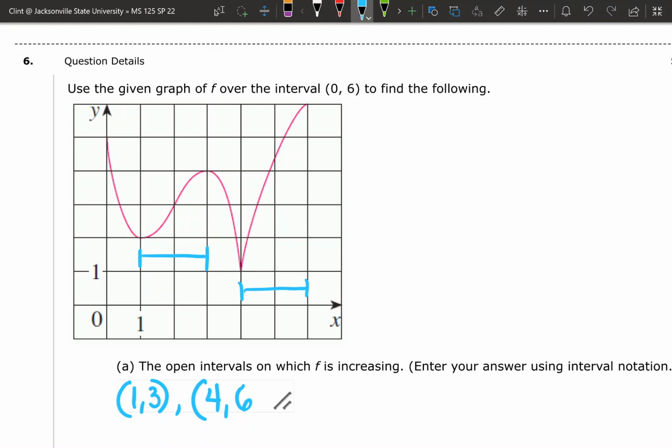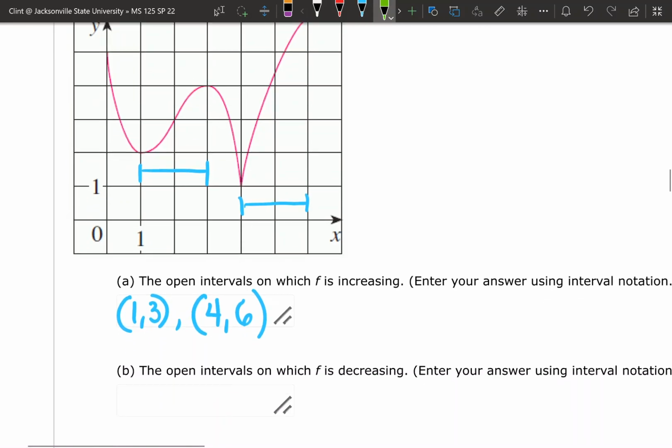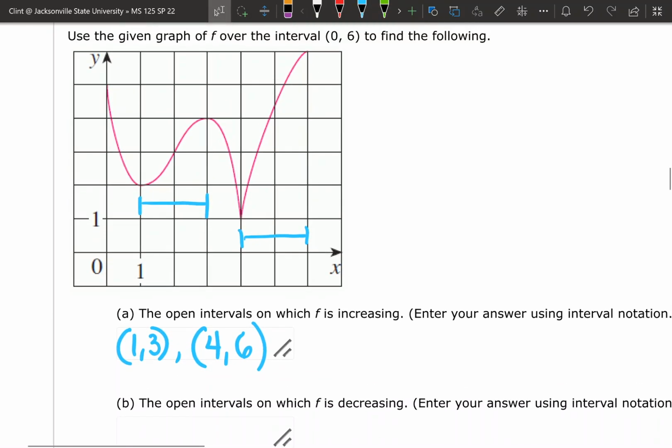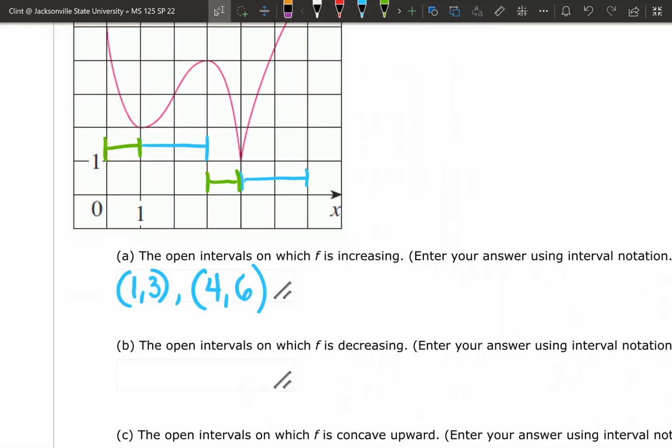Okay. And then, oh, left the parenthesis off. Negative 1. Okay. And then where are we decreasing? Yeah, 0 to 1 and 3 to 4. Okay.